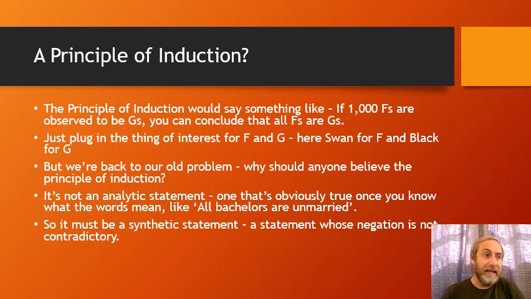And then, like Hume said, Hume's test was, well, does it sound contradictory? And it doesn't, right? So it's not analytic, so it must be synthetic, right? It's a statement whose negation is not contradictory. It's totally possible that you could observe 1,000 white swans and yet there's a black swan out there. And so it would be false: all swans are white.